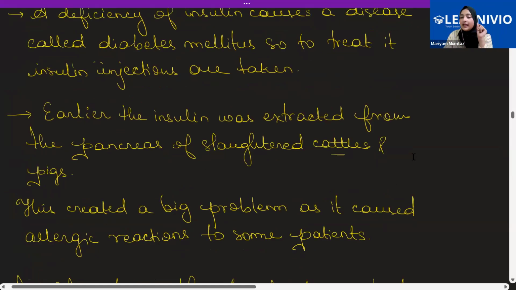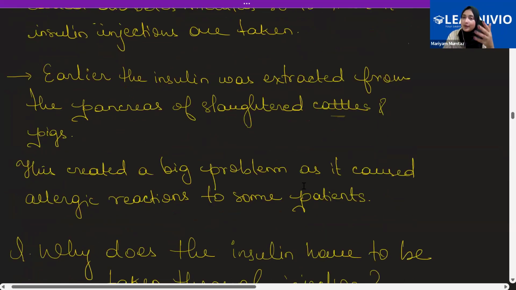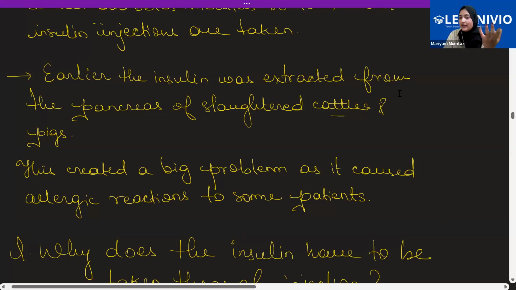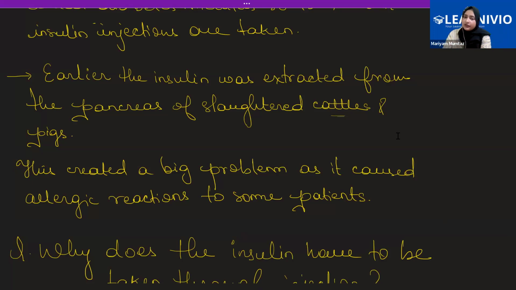But at that point of time, this created a lot of problems. First of all, since the insulin was taken from animals, which are completely different species, it created a lot of allergic reactions in the people taking it. Second, many people were not ready to take this insulin. Why? Because you can say it's unethical to take it from animals. And other than that, different people have different religious beliefs, and for that also people were not comfortable with it. So then this whole thing had to find some sort of alternative.